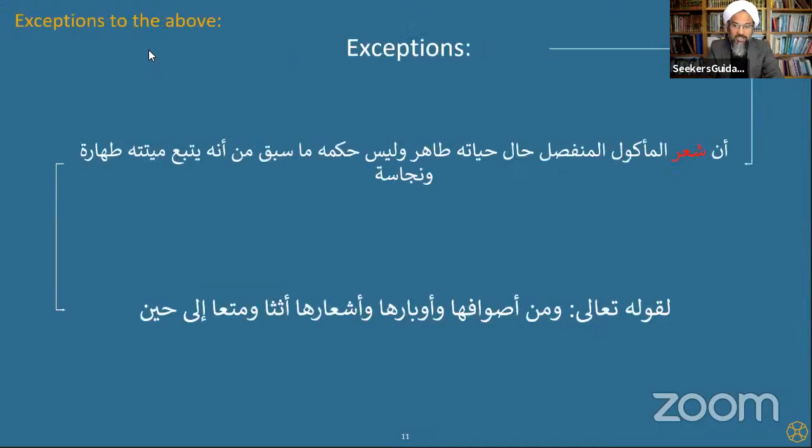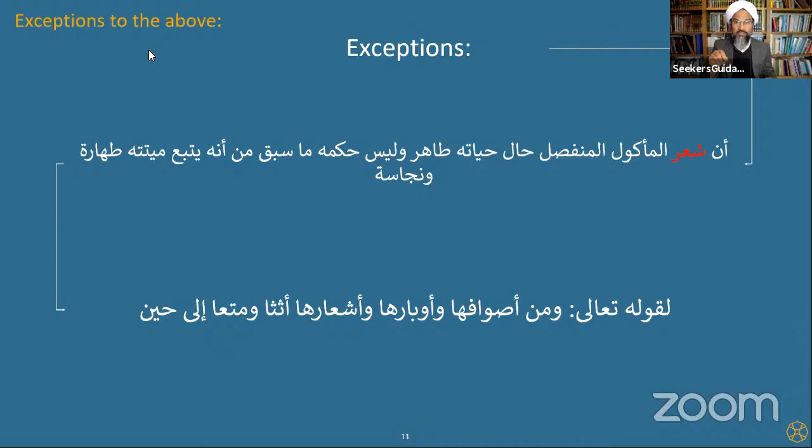So therefore we have an exception. And what is the exception? The exceptions come in the following form: "أن الشعر المأكول المنفصل حال حياته طاهر." The shaar, be it the hair, the wool, the hair on the hide, the hair of an edible animal that is sheared, that is separated, that is cut off whilst the animal is still living, tahir, it is considered to be pure. "وليس حكم ما سبقه."